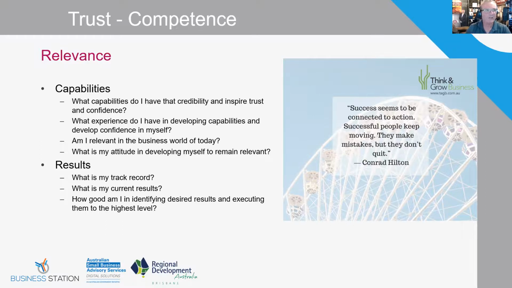And then from a results perspective, of course, our results are important. So what is my track record? What are my current results? How good am I in identifying desired results and executing them to the highest level? So people will look towards that concept of what have you done? Show me some examples. We see it in the reviews, we see it in testimonials. People more and more are relying on peer reviews to help make business decisions, and it helps build trust.